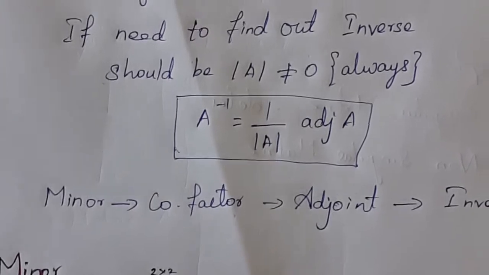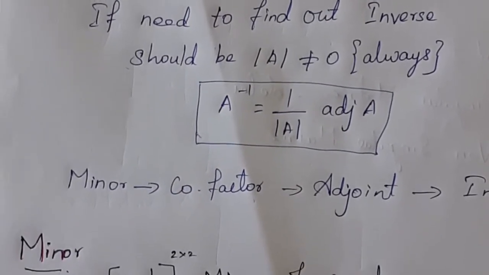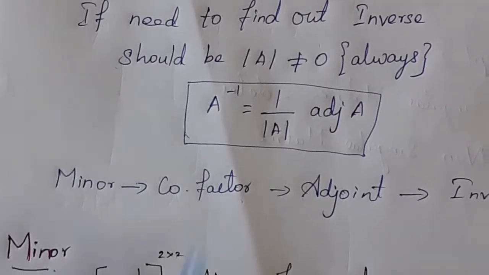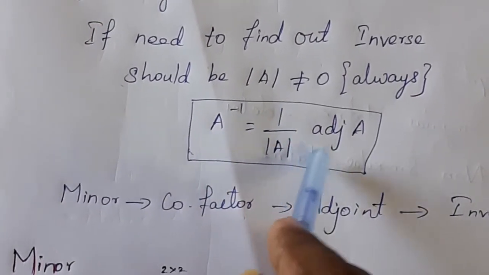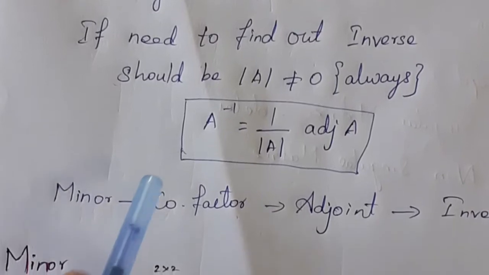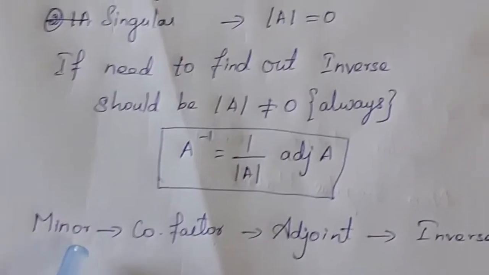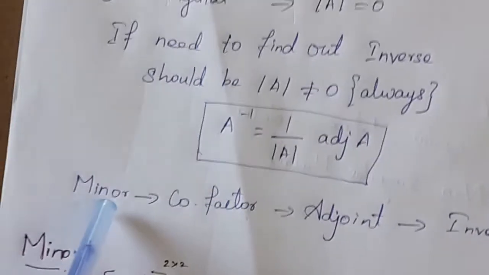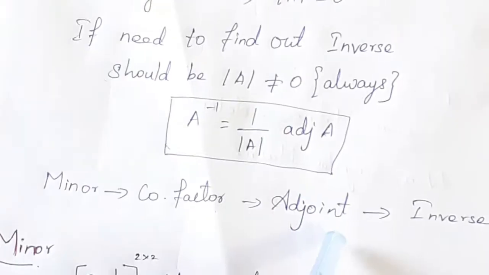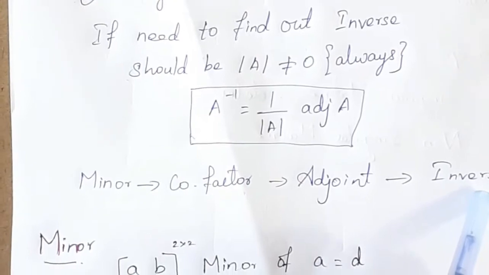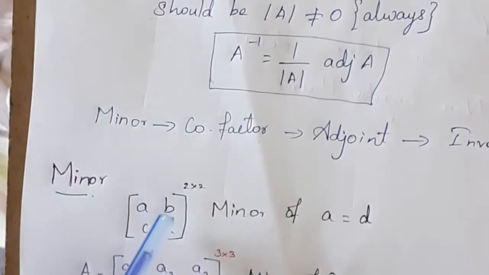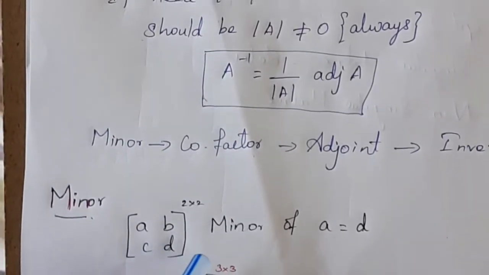So what is the name of chapter number 1? Application of matrices and determinants. So A inverse is equal to, what is the formula? 1 by modulus A into adjoint of A. If you need to find the inverse of A, we have four subtopics: minor, cofactor, adjoint and inverse. So how do we find the minor in a 2 into 2 matrix set?